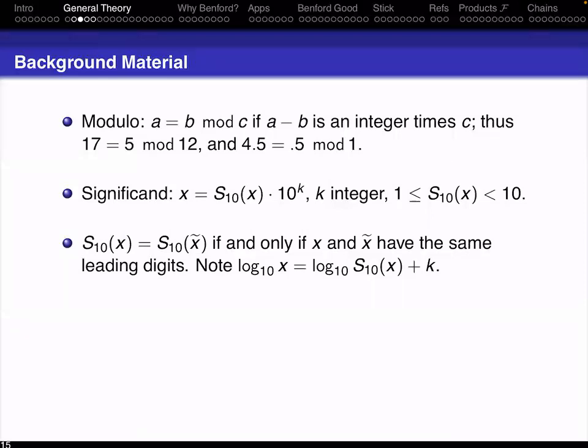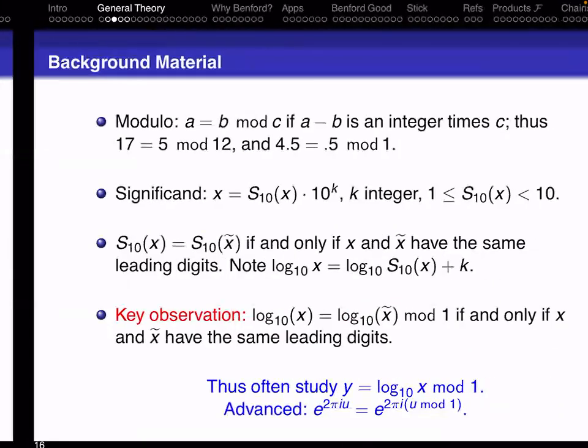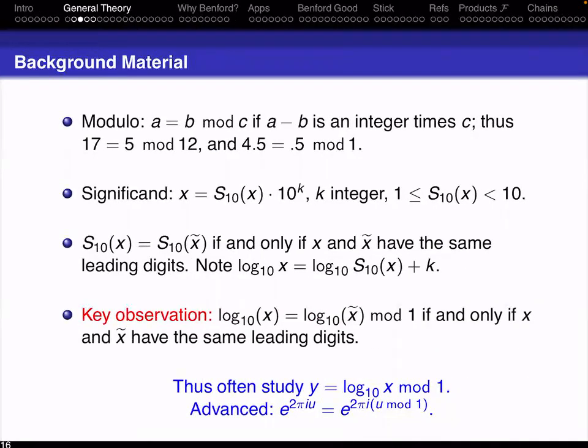But if I only care about the significand, if I take the log base 10 first and then throw things away, it's not going to change the distribution of the leading digits. What's really lurking in the background is the following. Two numbers have the same logarithms base 10 if and only if they have the same first digits. And that's because the difference is going to be that k coming from the 10 to the k.